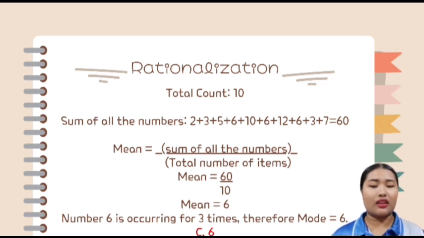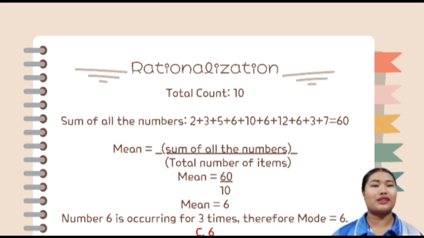So next, we're going to substitute the given. Mean is equal to 60, which is the sum of all the numbers, over 10, the total number of items. So 60 divided by 10 will give us 6. So the mean is 6. Number 6 occurs 3 times, therefore the mode is 6. So our answer is letter C, 6.